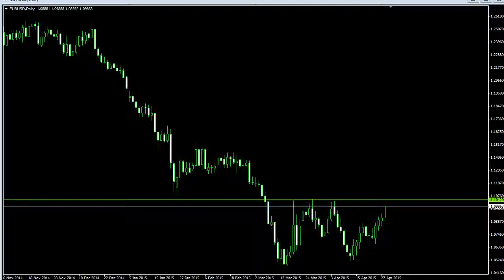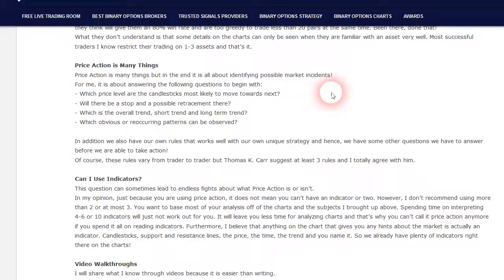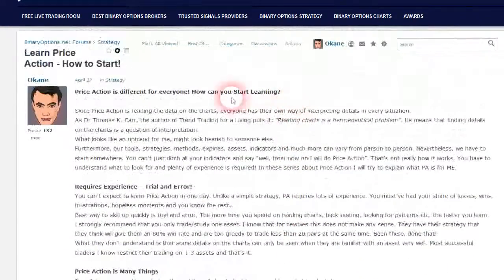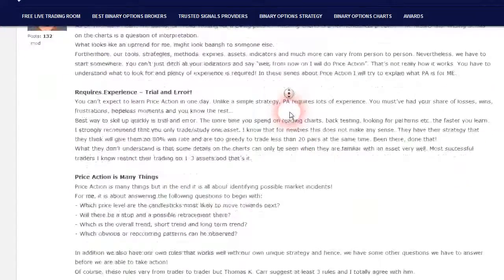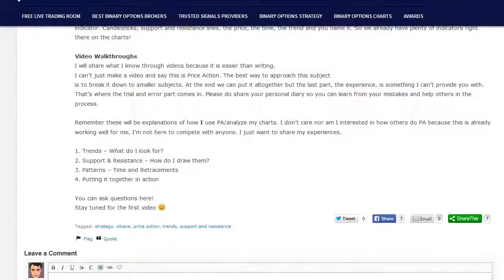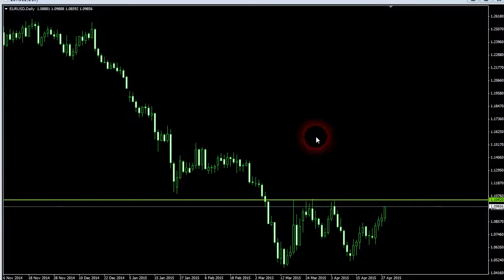I call it Okane's price action because this is how I read the charts, and price action is different from trader to trader. If you haven't seen my post yet, please take a look at it. It's in the forums, the strategy thread. It's about learning price action. I have explained a little bit about what I'm going to talk about in these series, so check it out.